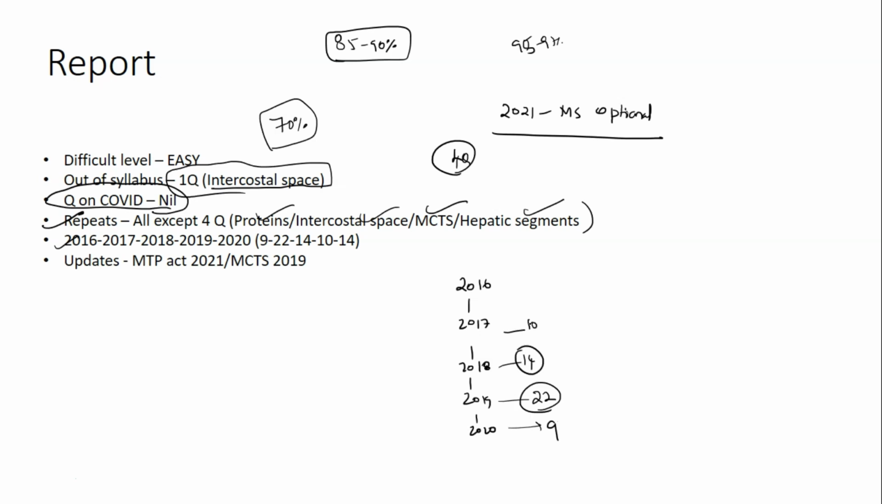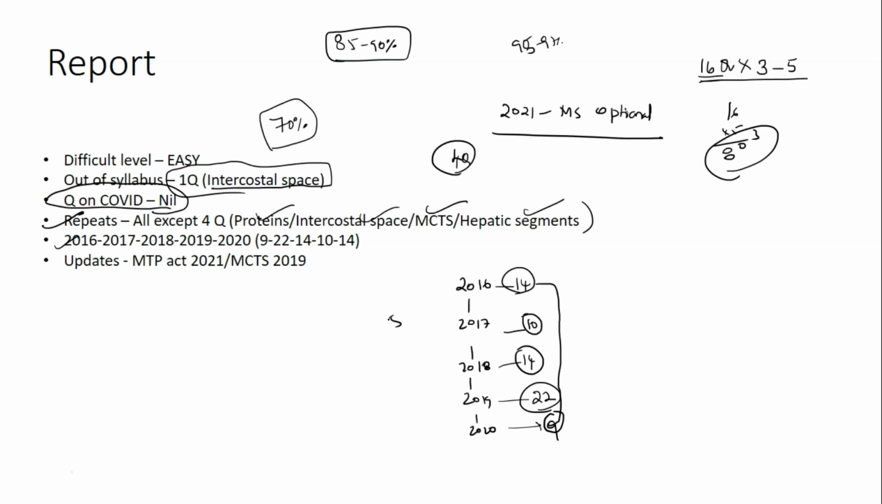In 2017, 10 questions. And in 2016, 14 questions. Those are either direct or indirect repeats. Look at the ratio. On an average, we have 16 questions, 8 from the first paper and 8 from the second. In each question, on average, we have 3 to 5 subsets. If you take it in that ratio, out of 80 questions, more or less, many of the questions are direct repeats only from the last 5 years.